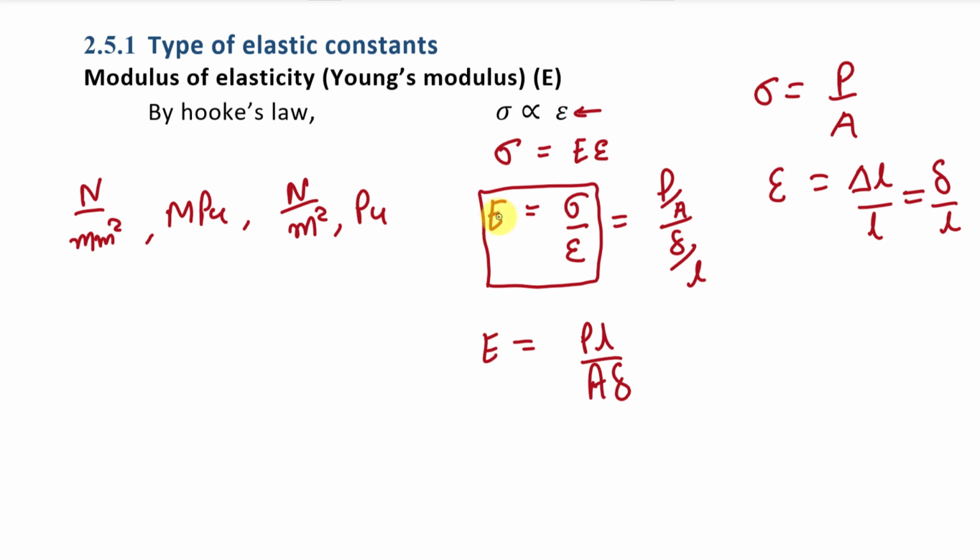Generally in the question, Young's modulus is given in megapascal or it is given in gigapascal. Means if we want to convert gigapascal into pascal, then we have to multiply with 10 raised to 9 power. So 1 gigapascal is equal to 10 raised to 9 pascal. And we know that 1 megapascal is equal to 10 raised to 6 pascal, right? So you should know how to convert units.